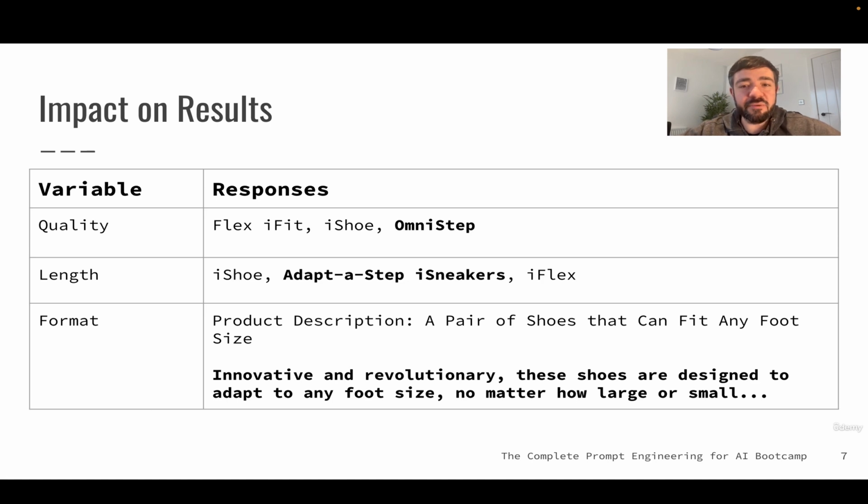This is particularly important when you're coding because the output of a prompt is typically what you are going to pass on to the next step in the chain. And in this case, it came up with a product description. And that's part of the response. It didn't come up with the names. It actually just came back with this whole description. Innovative and revolutionary. These shoes are designed to adapt to any foot size. It's not what I asked it to do.